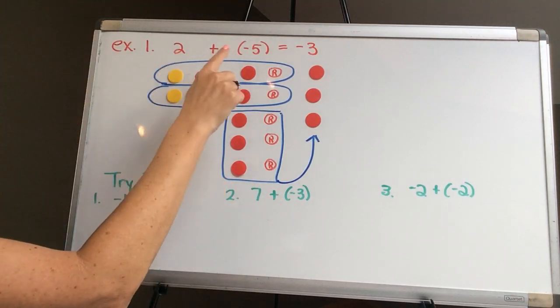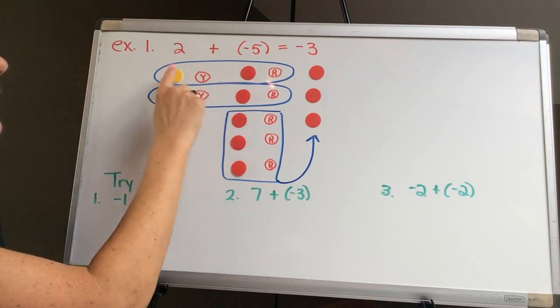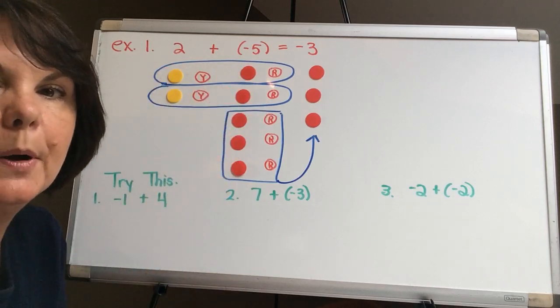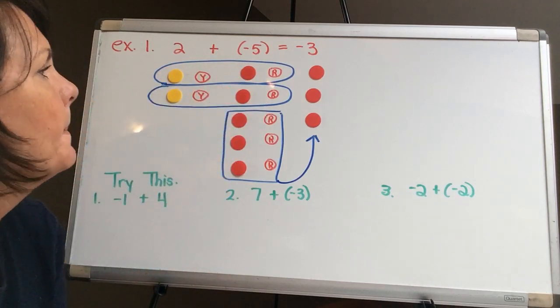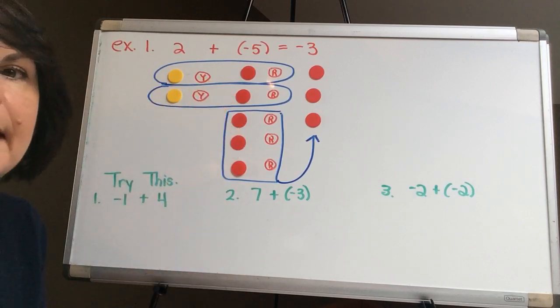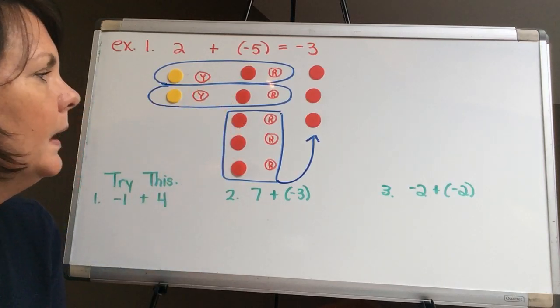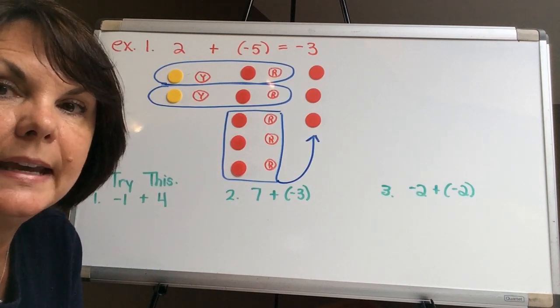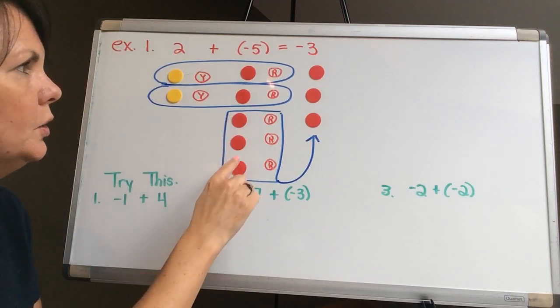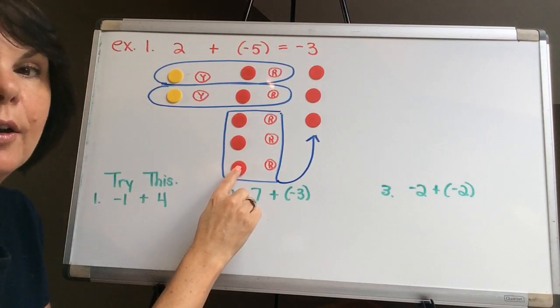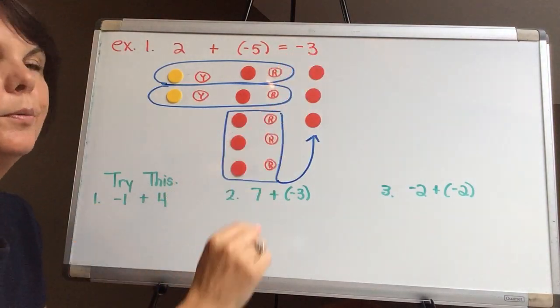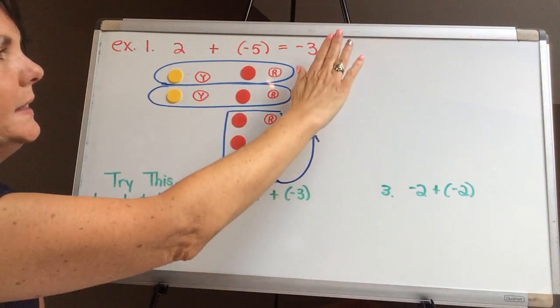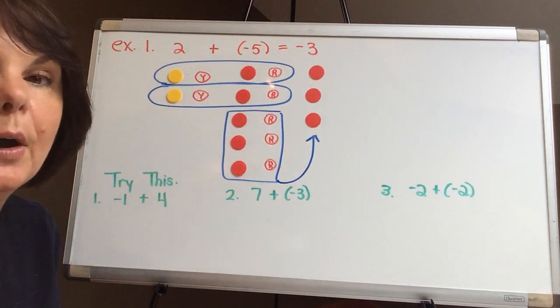Now, this positive and that negative, these make what we called, remember, a zero pair. This and this make another zero pair. I have nothing left to cancel these out, so my answer is going to be 1, 2, 3, and they are red, -3. And you bring them over. That's what's left after these cancel each other out.